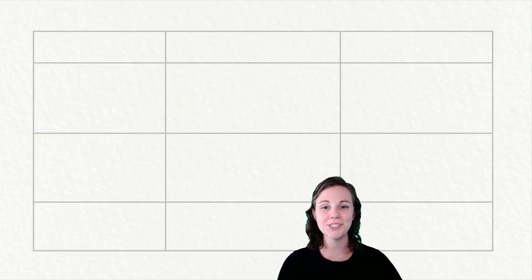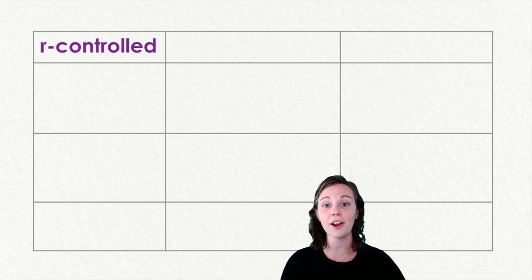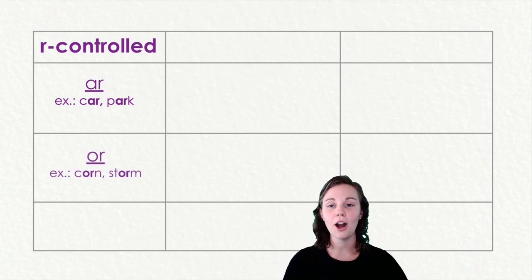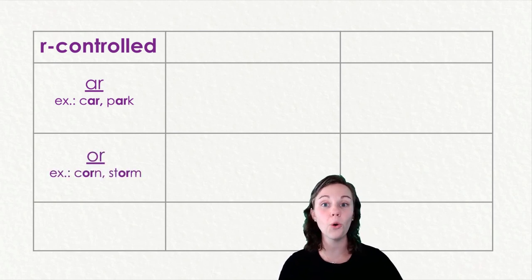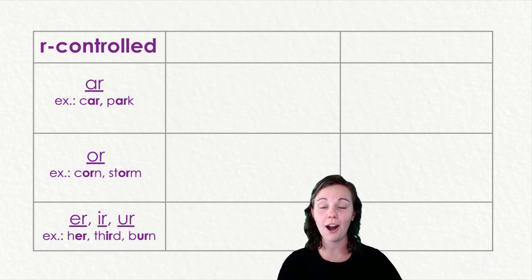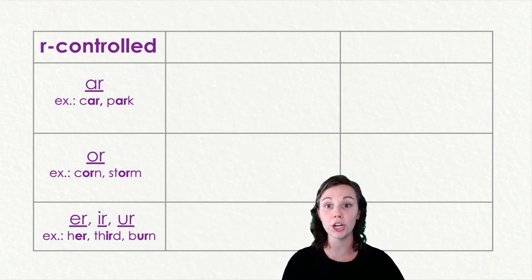Word work. We need to review all of the patterns that we've been learning. There are so many, like R-controlled, oi, and ow, as well as those closed syllable exceptions we've been learning this cycle. Let's organize our review using this chart. First, we'll take a look at our R-controlled sounds we know. Of course, AR says ar, like in car and park. OR says or, like in corn and storm. And then ER, IR, and UR all make the er sound, like her, third, and burn.